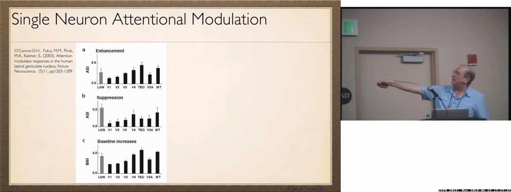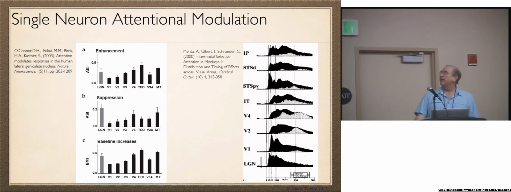This is from a paper from Kastner's group. You see here a bunch of different visual areas from LGN onwards. They note attentional enhancement in some neurons, suppression in some neurons, and even baseline increases, namely resting rate increases due to attention. And Schroeder's group looked also at different visual areas and plotted regular responses versus attentive responses.